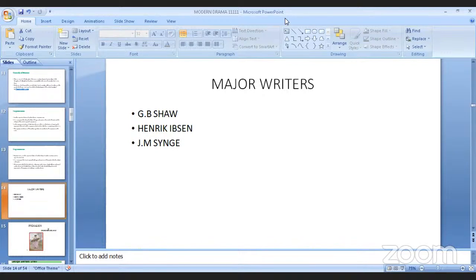Major writers. If you look at the major writers of this period, some of them are G.B. Shaw, Henrik Ibsen, J.M. Synge, and of course, there are quite a good number of writers. Like you also come across T.W. Robertson and H.A. Jones. Then we also have, of course, Henrik Ibsen. Then we have Galsworthy and Barker. Then we have W.B. Yeats and so many other writers in this period.